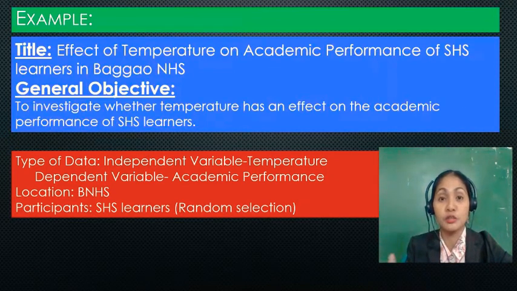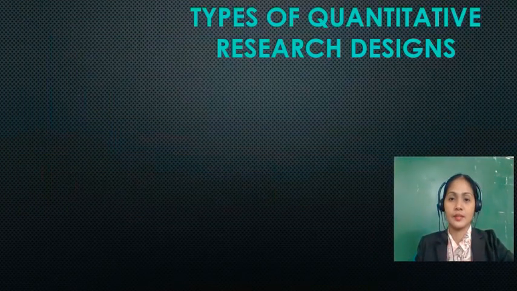Now take note that you could select randomly the SHS learners. When we say random selection, you need not choose who your participants are. As long as they are SHS learners, they are qualified to be participants in the true experimental study.